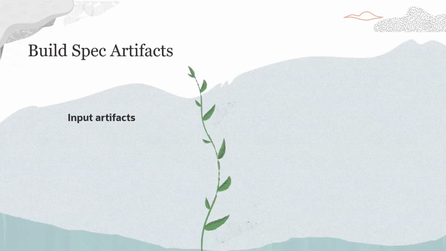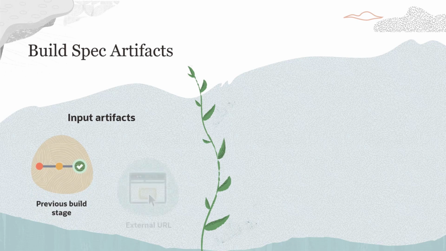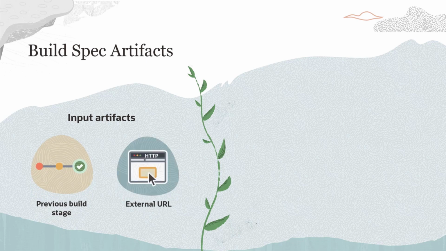Build specification file specifies both input and output artifacts. Input artifacts can be defined in the build specification and supplement the code repositories that drive the build. There are 2 types of artifacts that can be defined here. One is the artifact from any of the previous build stages and other is the artifact from any external downloadable public URL. The build specification file ends with the definition of the output artifacts.